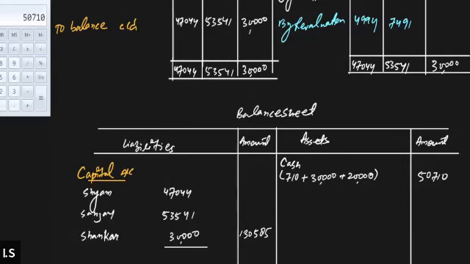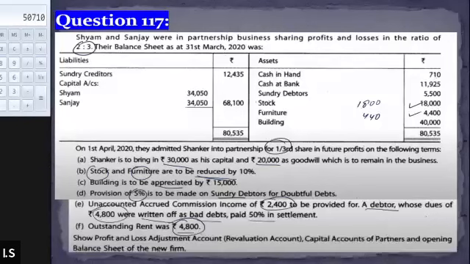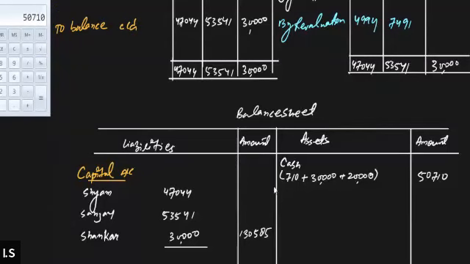Yes, sir. Okay, now look at the other values in the balance sheet asset side. We have cash at bank, 11,925. So it will remain unchanged. Cash at bank, 11,495.